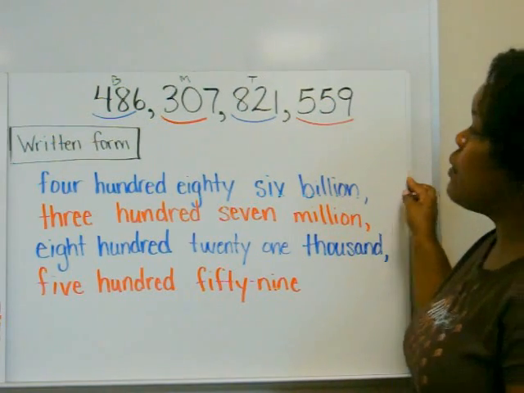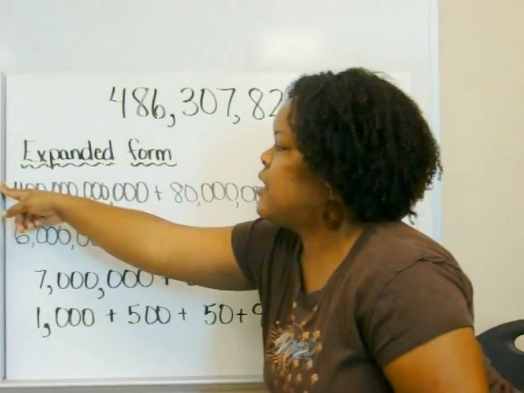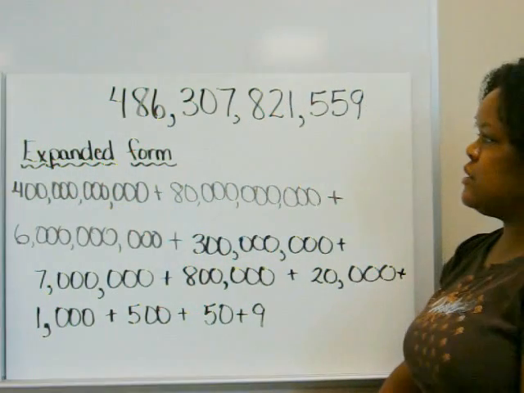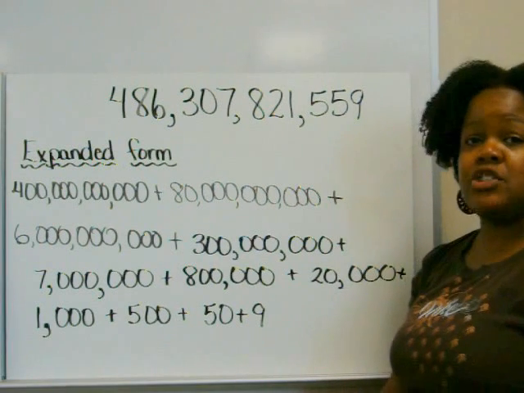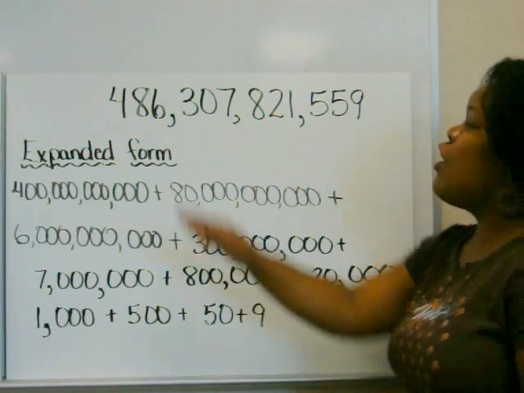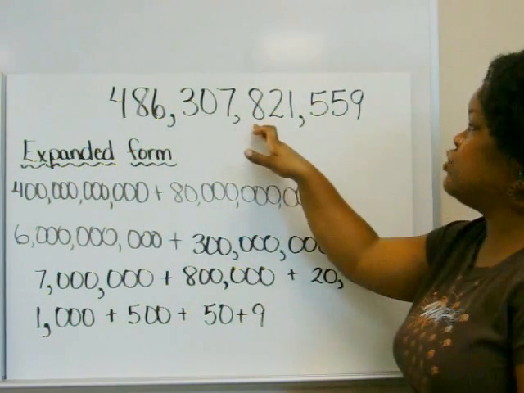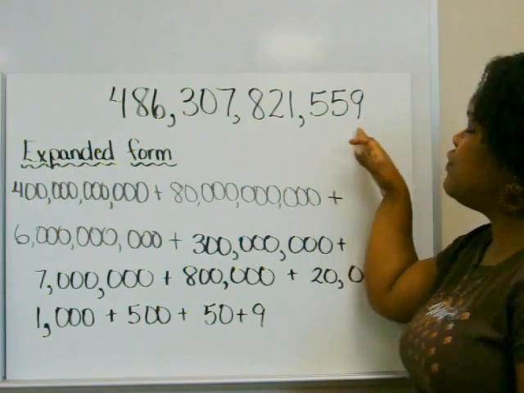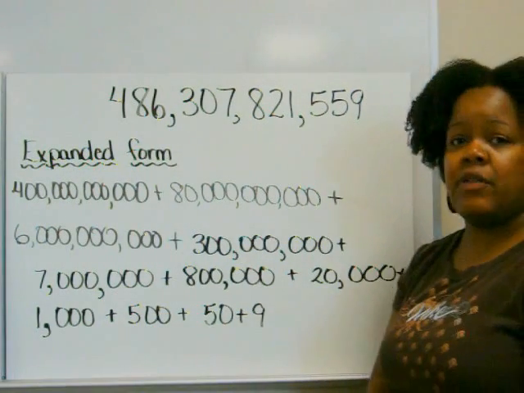The last form that we need to go over is expanded form. This can be a little bit more difficult. Expanded form is the value of each digit written as an equation. 486 billion, 307 million, 821,559 are all of these values added together.